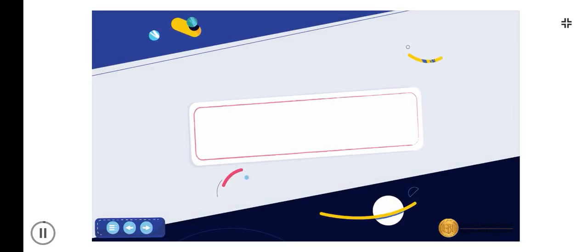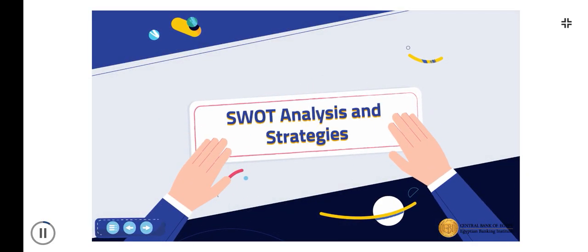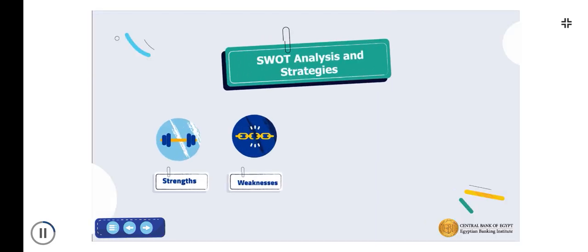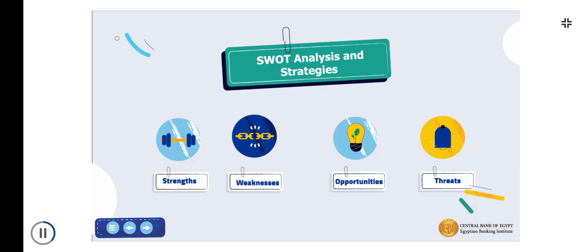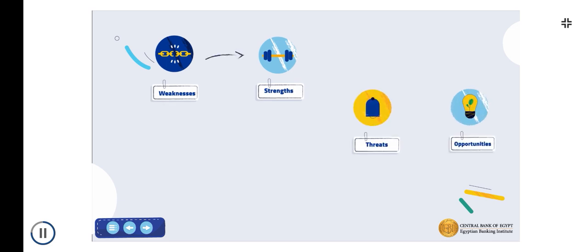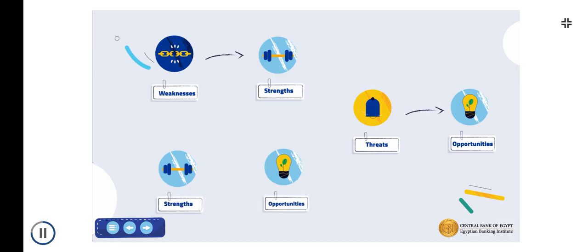SWOT analysis and SWOT strategies. We have strengths, weaknesses, opportunities, and threats. We should not be confused between the strengths, weaknesses and opportunities and threats. The differentiation between them is that the strengths and weaknesses are internal, while the opportunities and threats are external. After conducting the SWOT analysis, we have to apply the SWOT strategies. We have three SWOT strategies: the conversion of the weaknesses into strengths, the conversion of the threats into opportunities, and how to match the strengths with the opportunities.